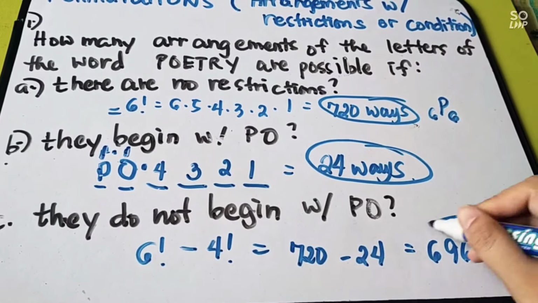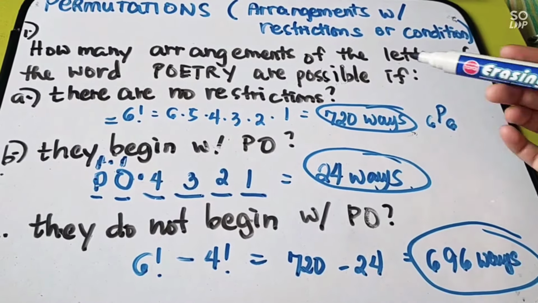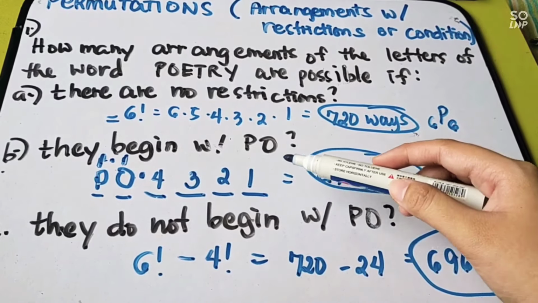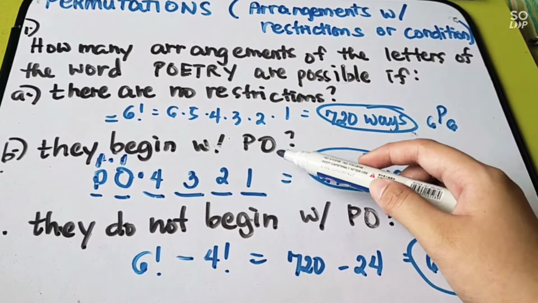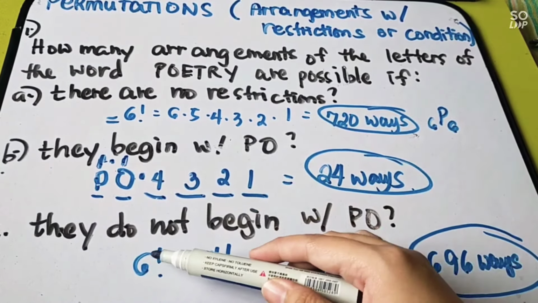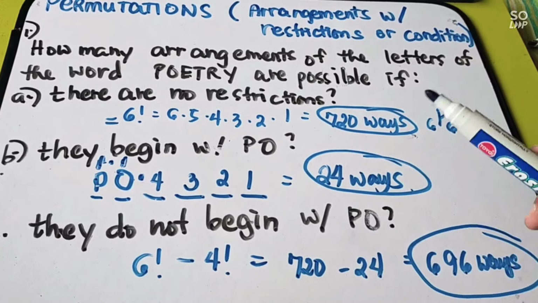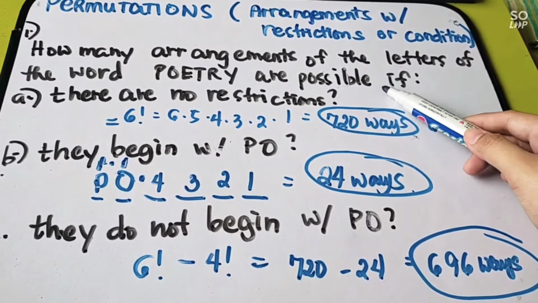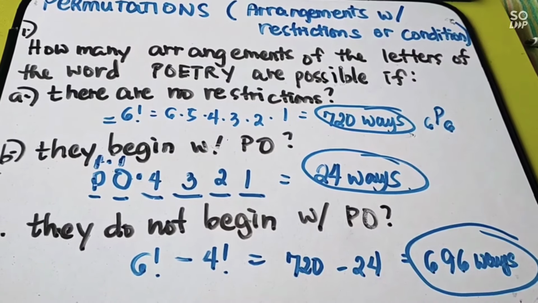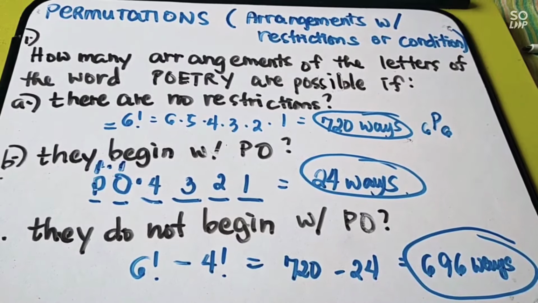ways. Is it clear? So, kailangan naintindihan mo yung problema. The given problem. So, dapat dito, no restriction. So, lahat po pwede. Lahat ng ways. Then, doon sa pangalawa, begin daw with P and O. So, yung nakuha natin dito ay 24 lang. Then, doon sa pangatlo, they do not begin with PO. So, ilang ways yon. So, from the no restriction, subtract mo lang doon sa nagbegin with PO. The answer is 696 ways. Is it clear? Let's have another one.